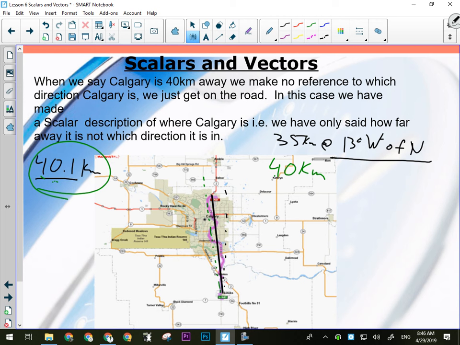So the vector description of this, or the displacement, is telling me how far and in what direction I end up, not actually that I would travel that way, but how far I would end up from my starting position. So one is just giving me the number, and the other is giving me the number and the direction. Speed and velocity work the same way.